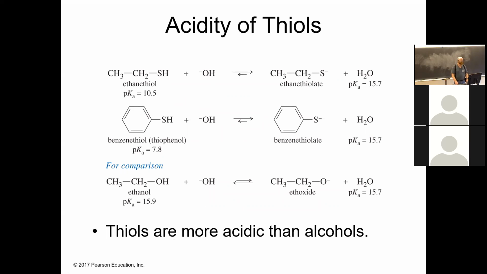Thiophenol, also called benzene thiol, is even more acidic. It's about 7.8. And likewise, it can be deprotonated. Thiophenol is 7.8, phenol is about 10. And here we have resonance stabilizing this conjugate base, this anion. So thiols are more acidic than alcohols. They are not as acidic as carboxylic acids, which we'll talk about next semester.